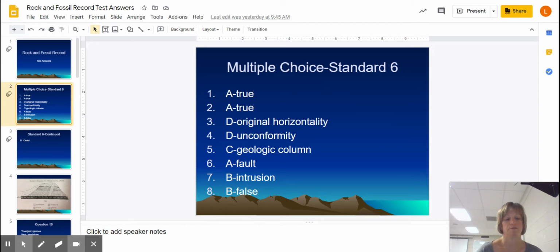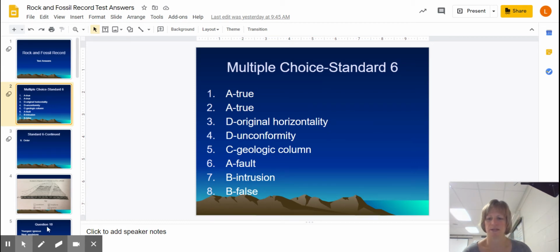We learned about some different disruptions to rock layers, and the answer to number 6 is a fault line. A fault line is when there's a crack in between rock layers, a break. And then number 7 is a B, intrusion. That's when magma sneaks in like an intruder and cools. And then number 8 is false. Tilting is not when rock layers are bent. That's folding. A tilt is a slant, but the layers are still in a straight line.